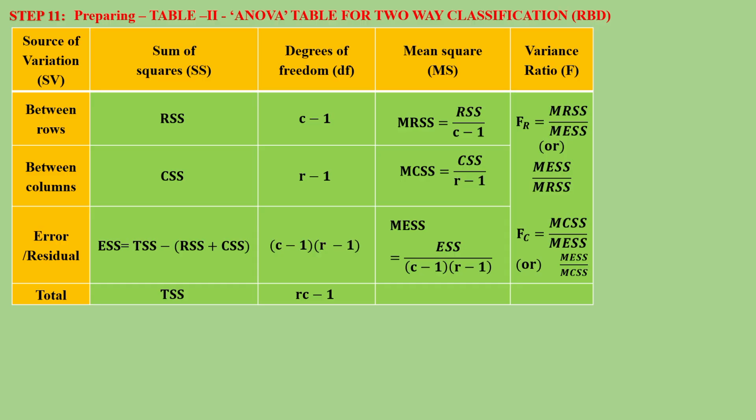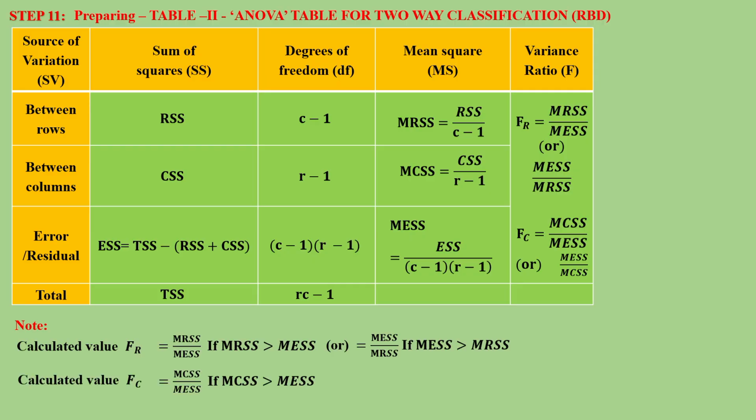First, for rows, between rows FR, and between columns FC. So MRSS by MESS or MESS by MRSS, according to which one is greater. Similarly for column FC, MCSS by MESS or MESS by MCSS, according to which one is greater. The greater should be in the numerator and the lower should be in the denominator.